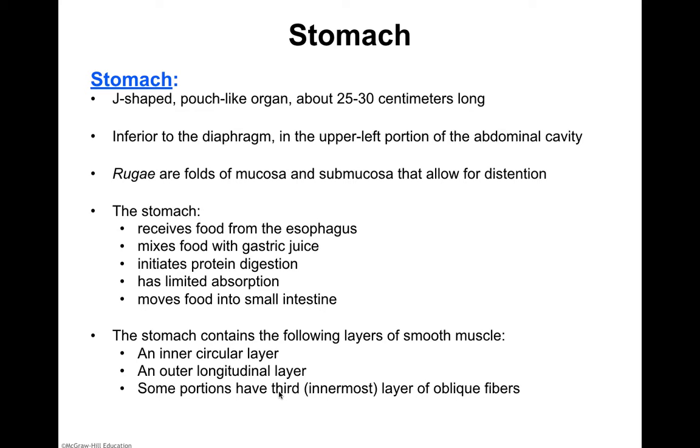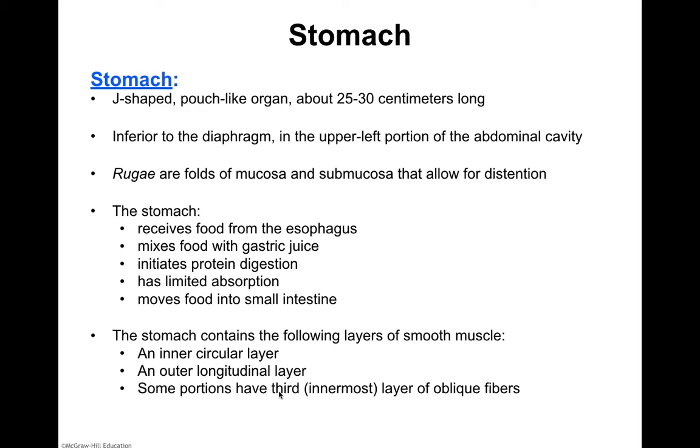So the stomach receives food from the esophagus. There it will mix with gastric juices, juices produced by the stomach and accessory organs, that will initiate protein digestion. It's a highly acidic environment, so we can start to break down the bonds that hold amino acids together. It has a limited amount of absorption. A couple of things do get absorbed through the stomach lining. Alcohol, ethanol, happens to be one of them, and aspirin is another one, but most things are not absorbed in the stomach.